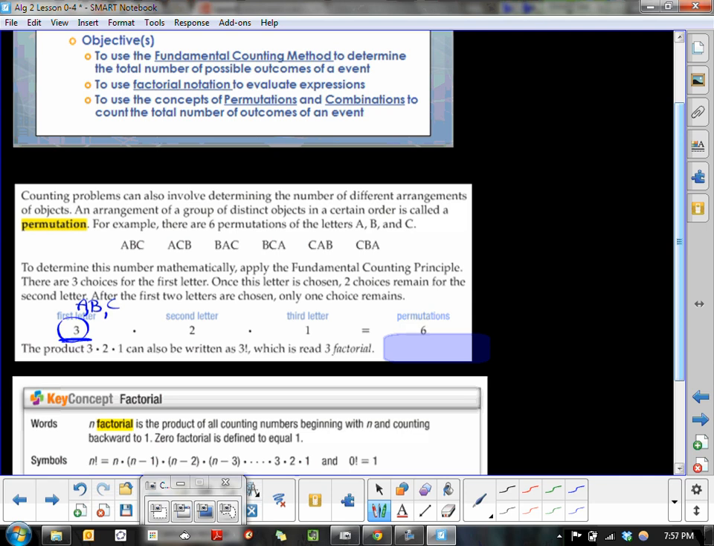But once we park one of these letters, for instance if I park A there, then A can no longer be used because it can't be repeated. So when I go to my second letter, I'm only down to two choices, B or C. Once I select one of those, say I select C, then there's only 1 choice left for our third letter. If you look at these numbers, 3, 2, 1, and multiply them together, it gives you the total number of permutations or arrangements of these distinct objects.